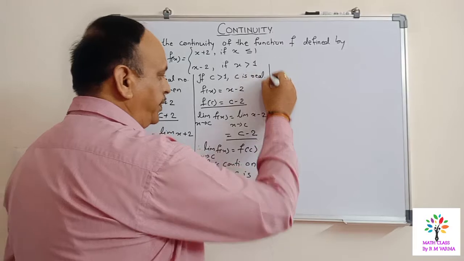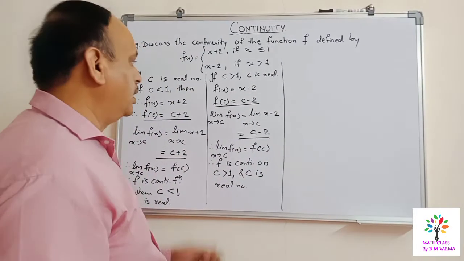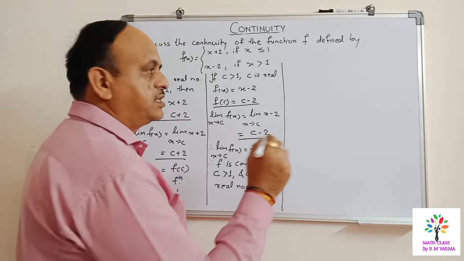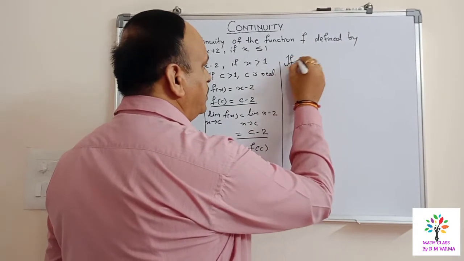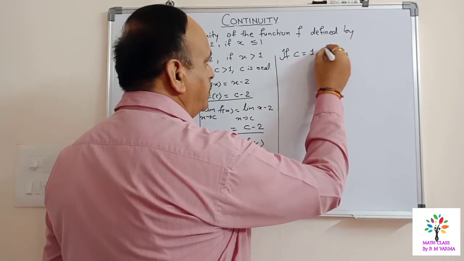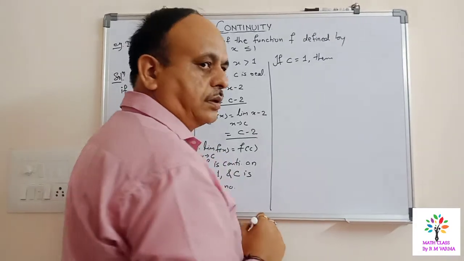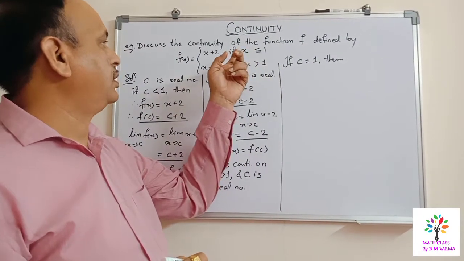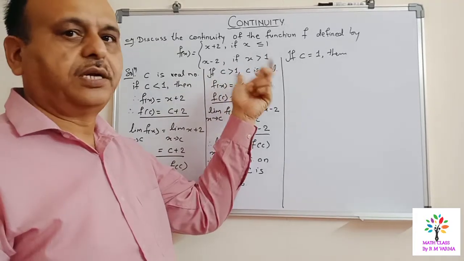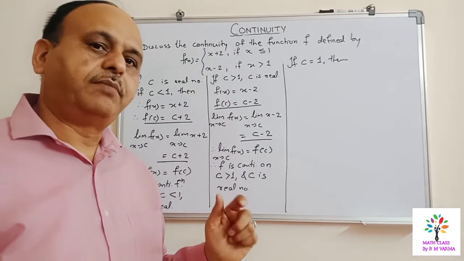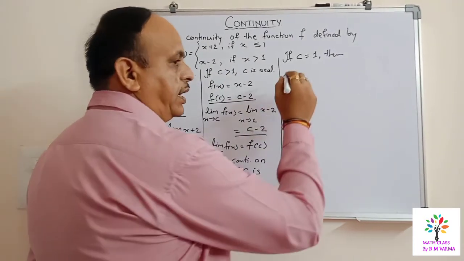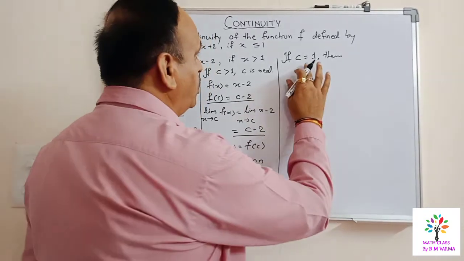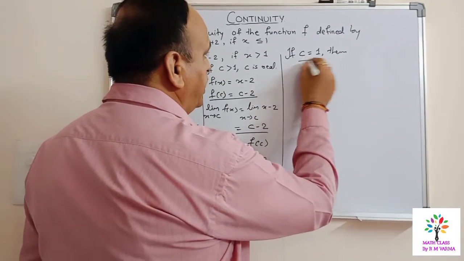Now if it is at 1, then what happens? Here we have taken greater than 1 and less than 1. Now we take C equals 1. If C is equal to 1, then what happens? When C equals 1, I cannot directly write that it is x plus 2 or x minus 2. So I have to take the left side and the right side. So at C equals 1, I want to find out.